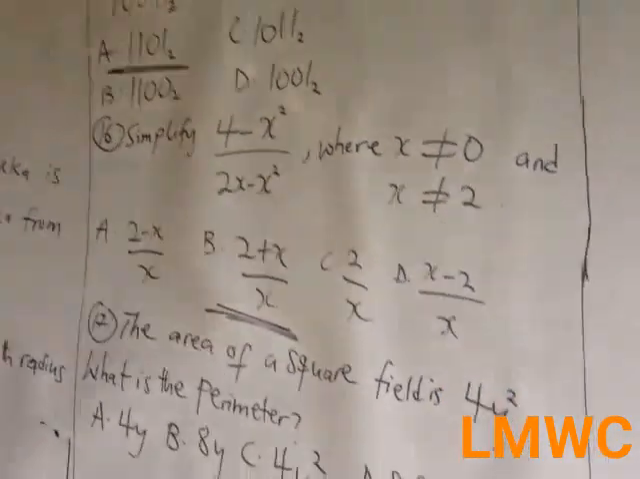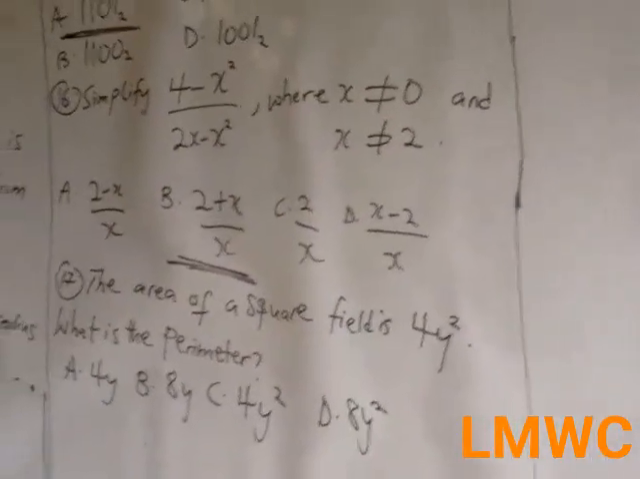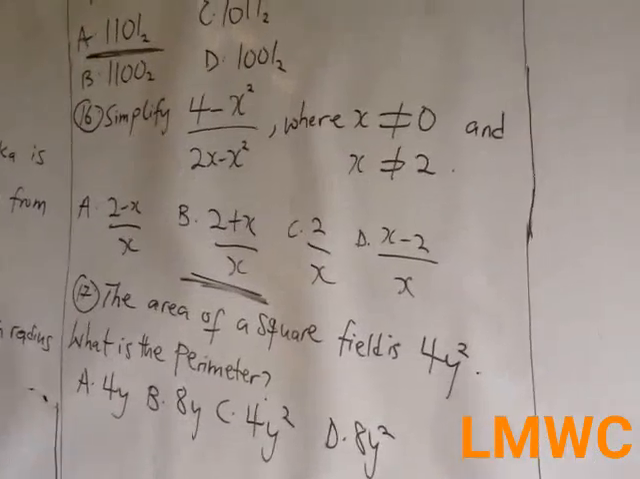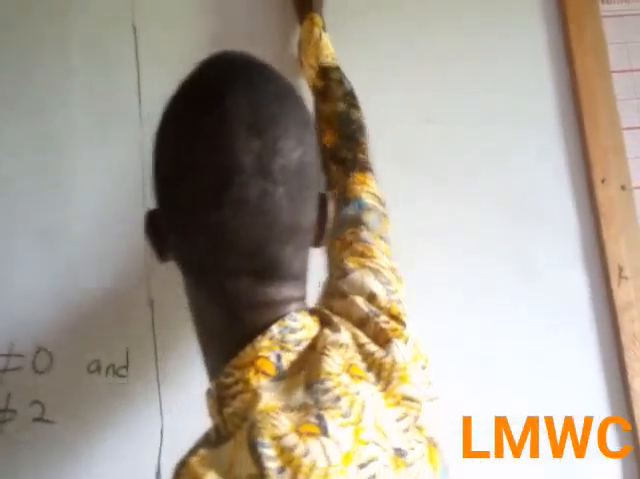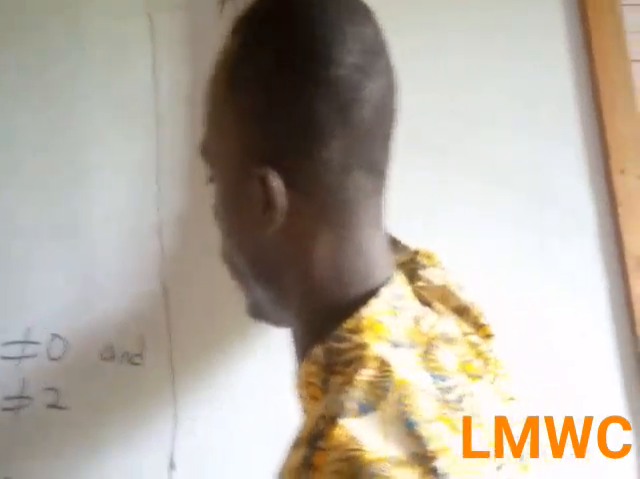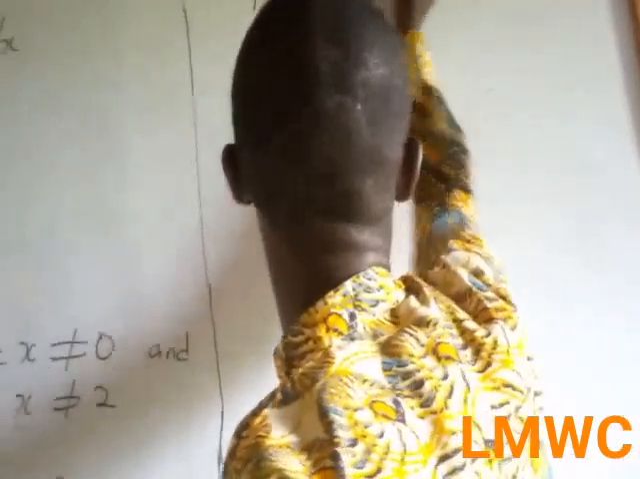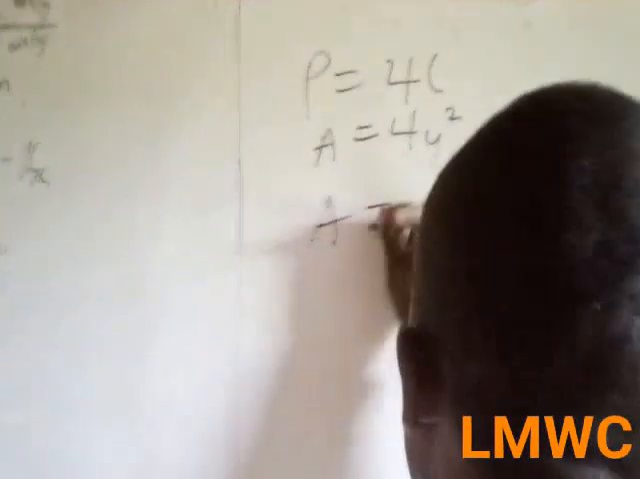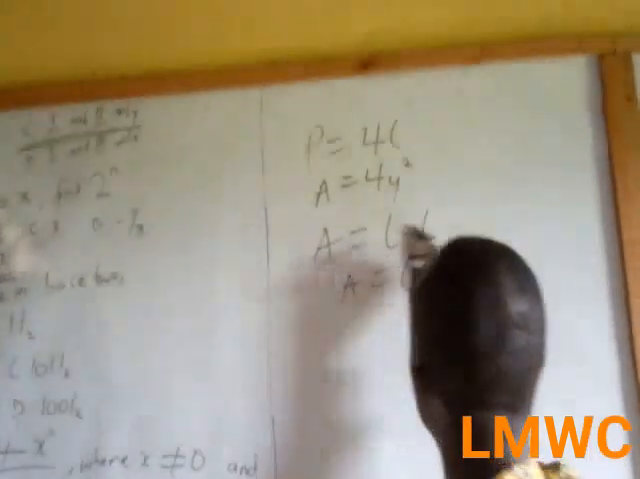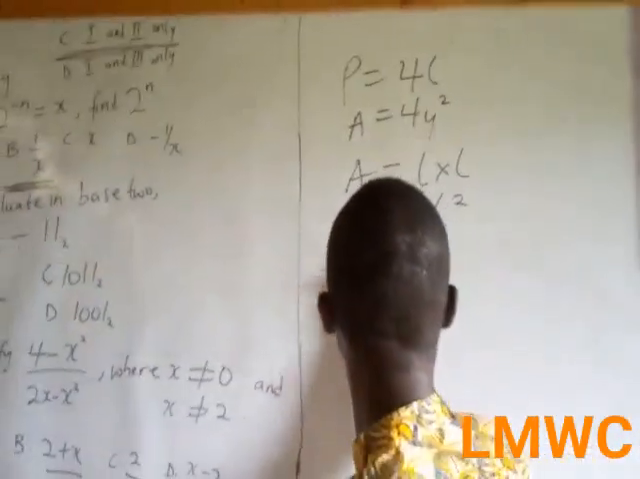Question 17. The area of a square field is 4y squared. What is the perimeter? So we know the perimeter of a square is 4L, but you have been given the area of the square field as 4y squared. So you will use the area to find the length, and you know the area of a square is length times length, which is L squared. A is 4y squared, so that is equal to L squared.